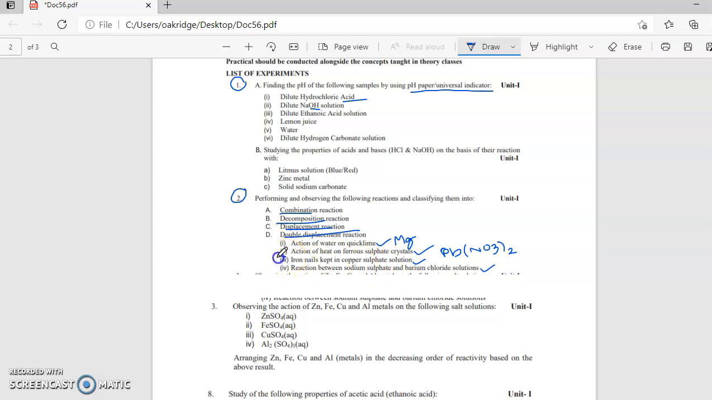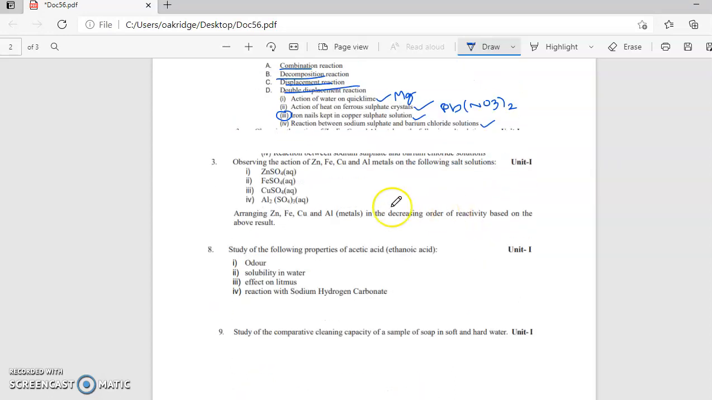Here we need to be very thorough with the reactivity series. Next is sodium sulfate and barium chloride reacting and forming barium sulfate, which is a precipitate. Now the next one is the displacement reaction. The displacement reaction is a very important part of the grade 10 syllabus, and the reactivity series also needs to be very thoroughly studied. So zinc reacts with all four aqueous solutions. Similarly, iron, copper, and aluminum react with all the aqueous solutions. So basically, you will be getting 16 reactions here. A few will take place, and a few will not.